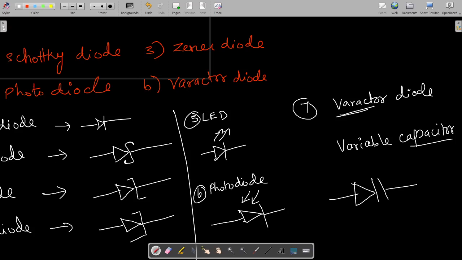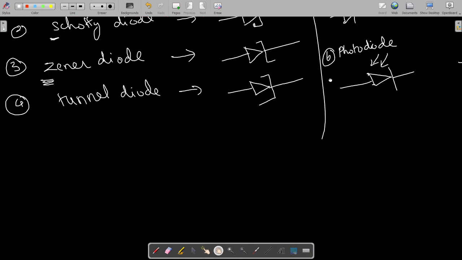So now we go for the application wise. The first we are taking is the rectifier. So we'll see that first.